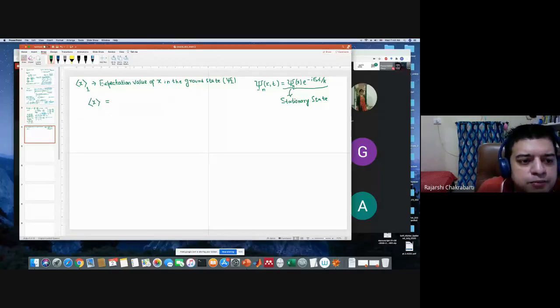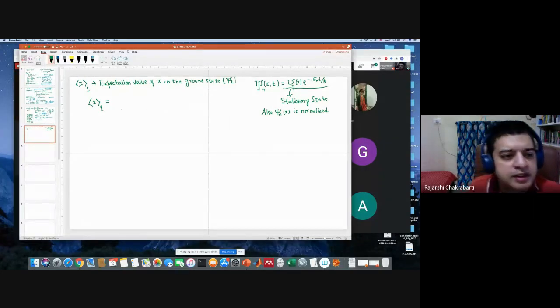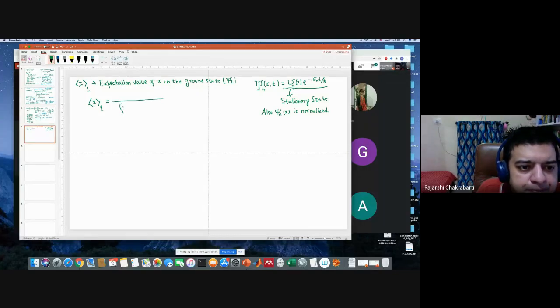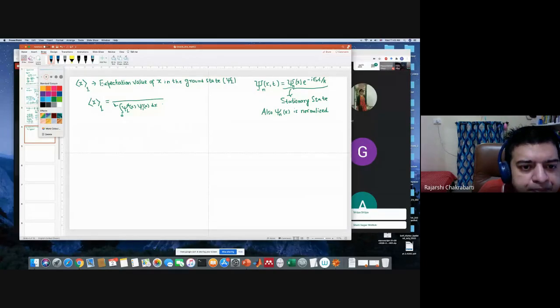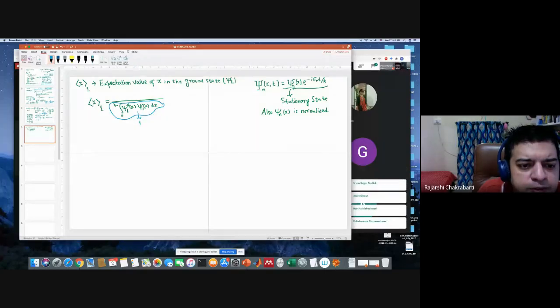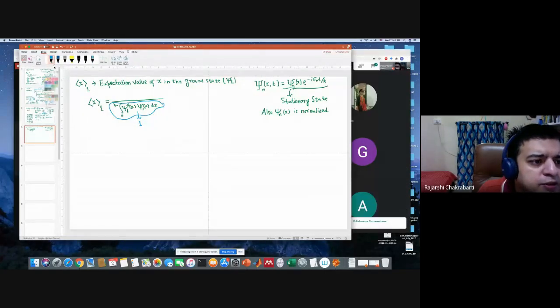And let us now calculate this x. Because we are dealing with a stationary state, the wave function is normalized, so I don't need to write the denominator. Remember what that was? In the denominator, I'm doing it for the ground state, so I should have a quantity like this, integral between 0 and L. And what is this integral? It is 1, because I have already normalized. This is 1.